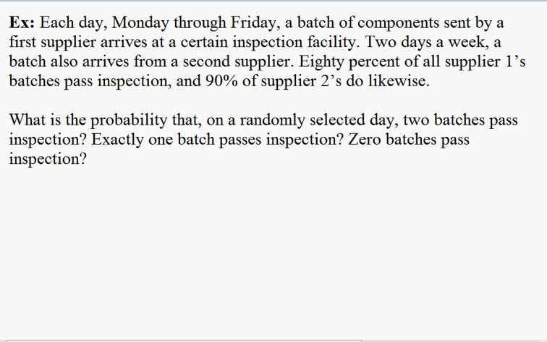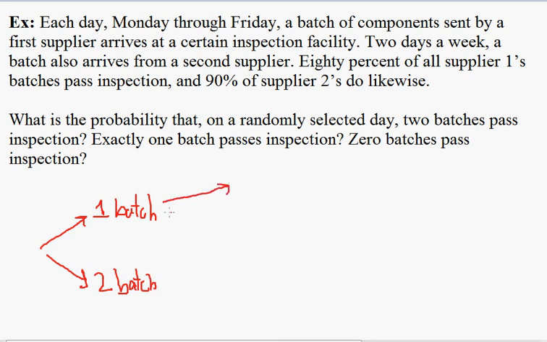Exactly 1 or 0. So first off, we have to worry about which day it is that we're inspecting. We could have a day where there is one batch, or we could have a day where two batches appear. So first we worry about the K.